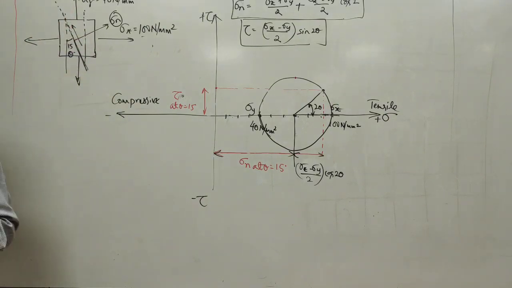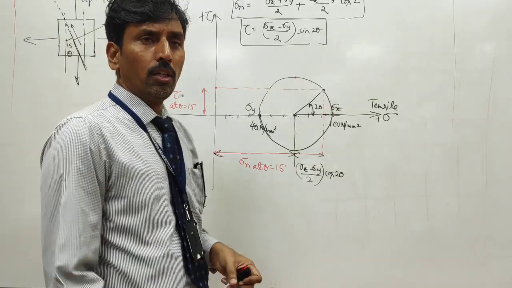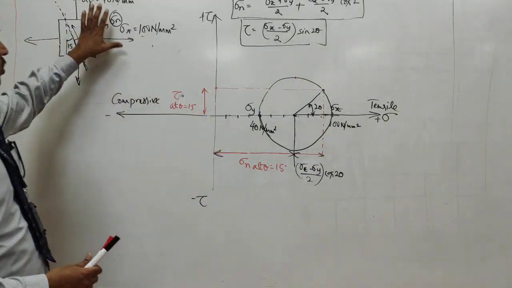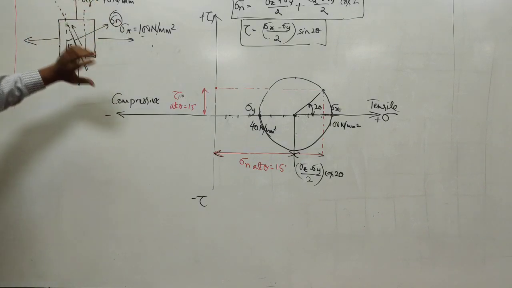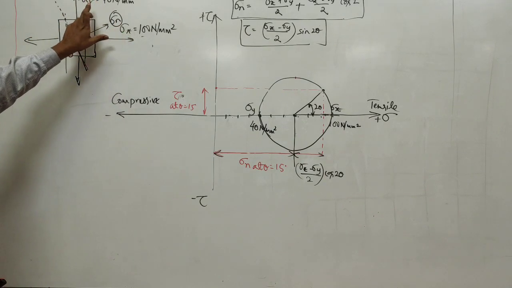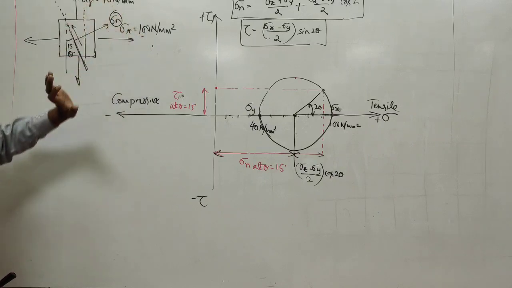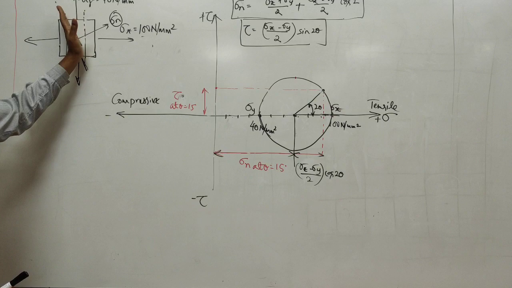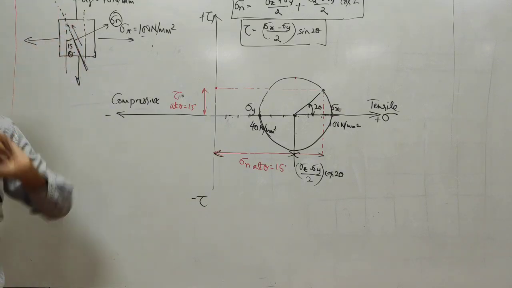Okay, is this problem done? Have you understood this? Okay. Now, usually they don't just ask you two things. So they will ask you, in this element which has got sigma x and sigma y, which is equal to 140, what is the stress? Now, what is the normal stress and shear stress at an angle of 15 degree is one part.